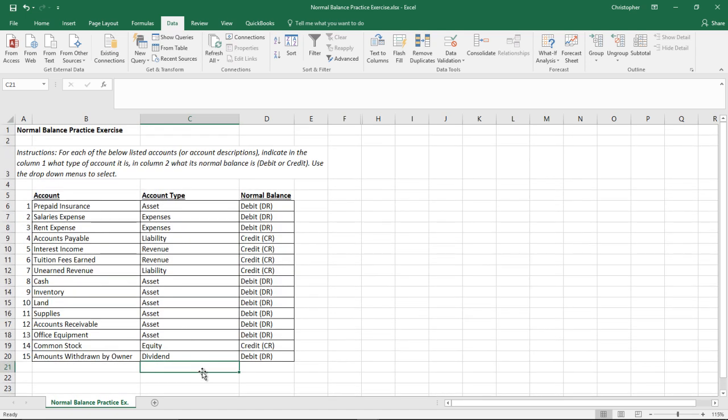Understanding the normal balances of accounts is critical. It's key to continuing on in the course. You want to make sure you understand which accounts are which type and what their normal balance is, so you can properly do the journal entries throughout the rest of the course. So hopefully this little refresher or practice has helped to clarify some of those for you.